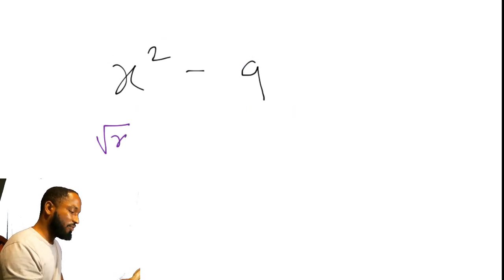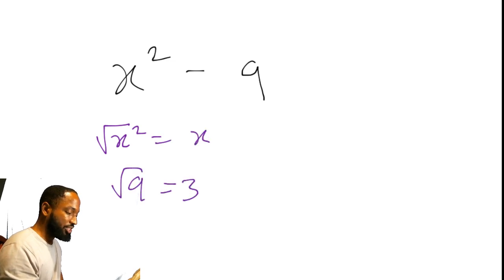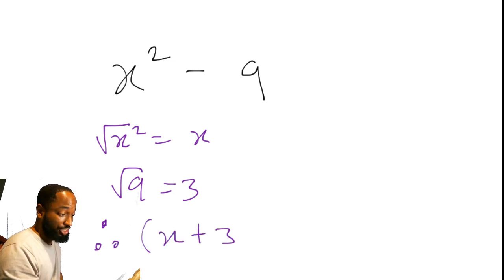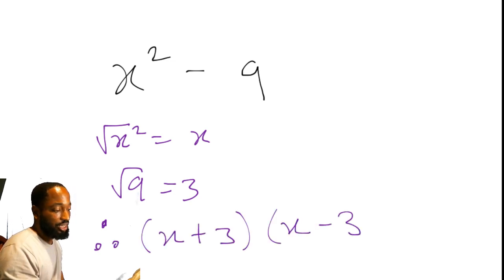So you say the square root of x squared is equal to x. The square root of 9 is equal to 3. And then you write, therefore, the answer is going to be x plus 3 by x minus 3. Once again, it doesn't matter if you put positive or negative first. But there's a difference here: one is positive and one is negative.